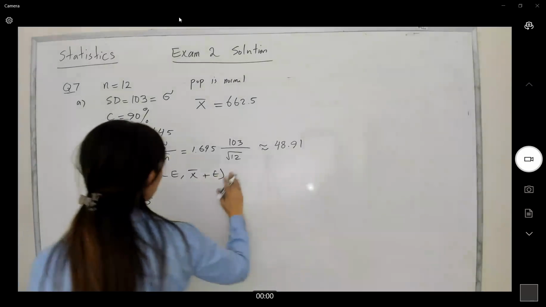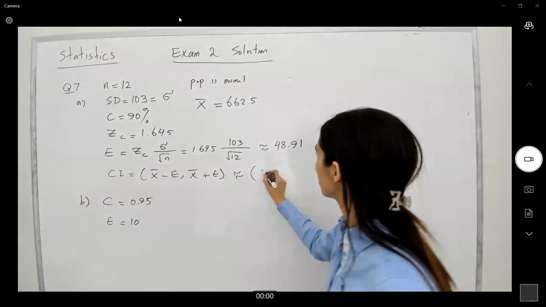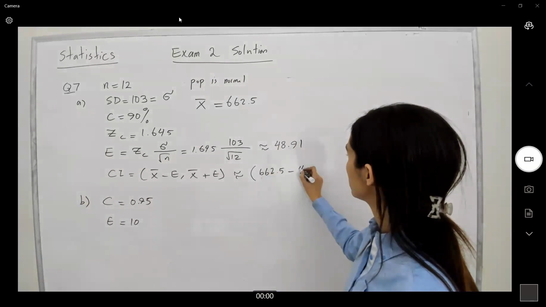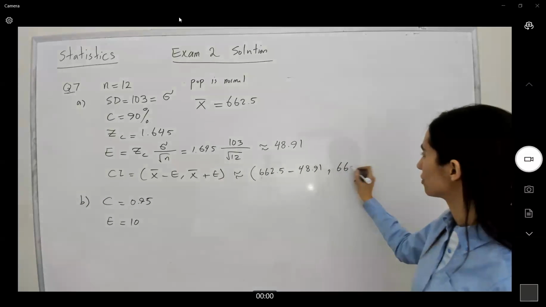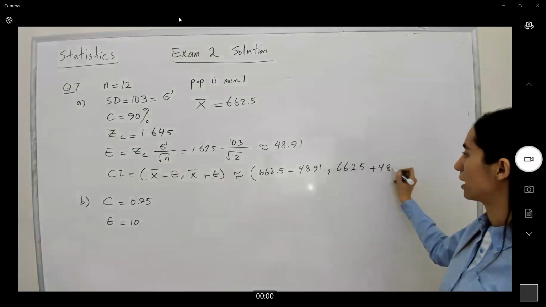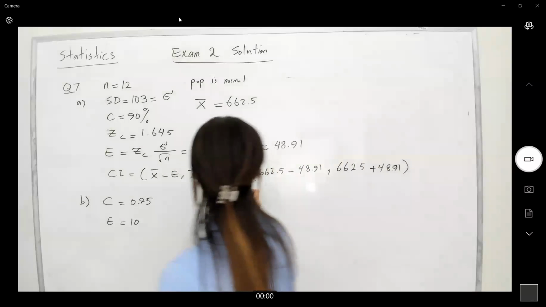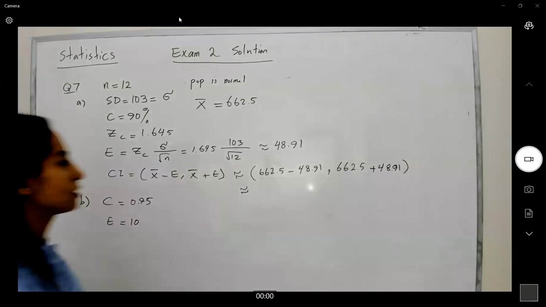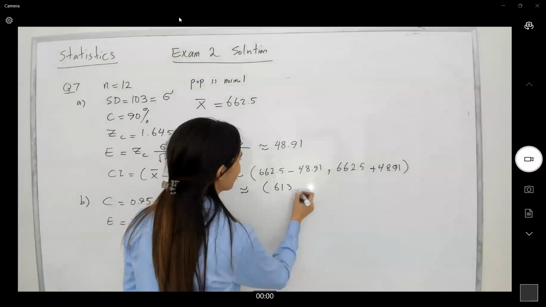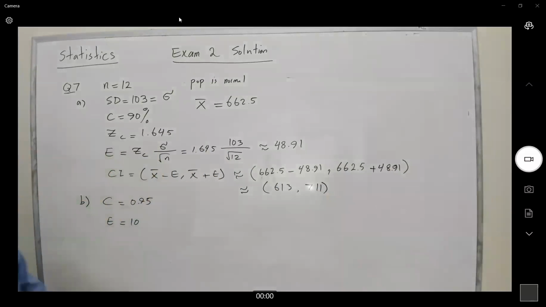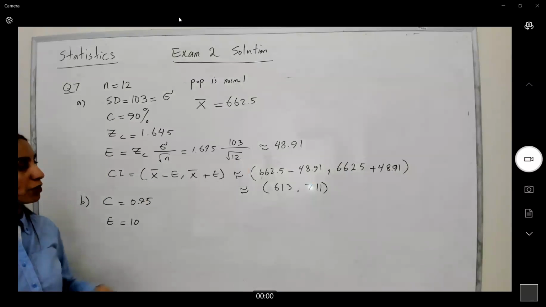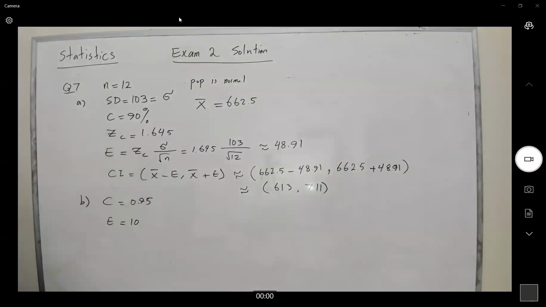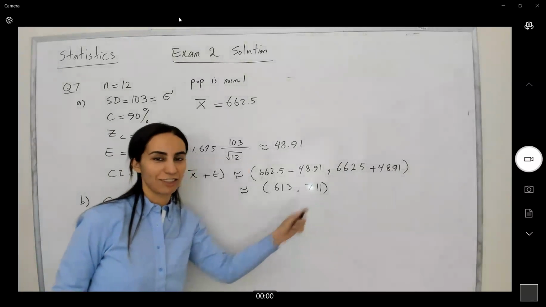So your confidence interval is equal to X bar minus margin of error and X bar plus margin of error. So approximately X bar, here you have 662.5 minus 48.91 and 662.5 plus 48.91. Approximately, the confidence interval that you get is 613 and 711. Perfect. So we are 90% confident that the population mean is in between 613 and 711.